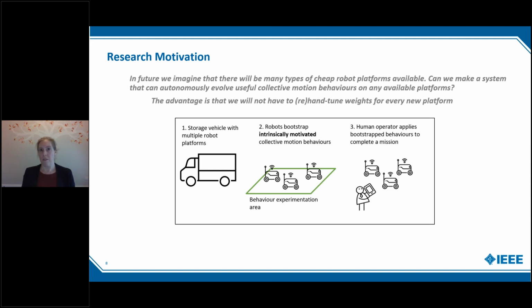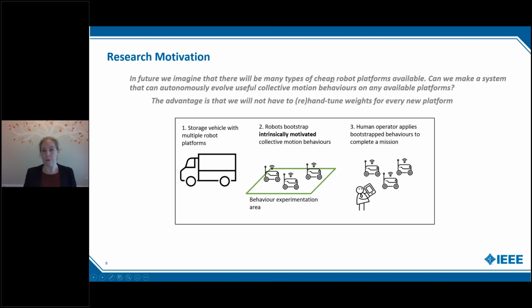So we can imagine that in future, a company might have all sorts of different robotic platforms sitting in the cupboard ready to go on a mission. And essentially what we'd like to be able to do is that they can put a selection of those vehicles onto a truck. They can take them out to the site where they want to do their mission. And then we put the robots into a small training area so that they can bootstrap some useful formation behaviours and collective motion behaviours. And then they can supply those to the human operator who will go off and do the mission. So this is sort of what we're hoping to be able to do in the future.